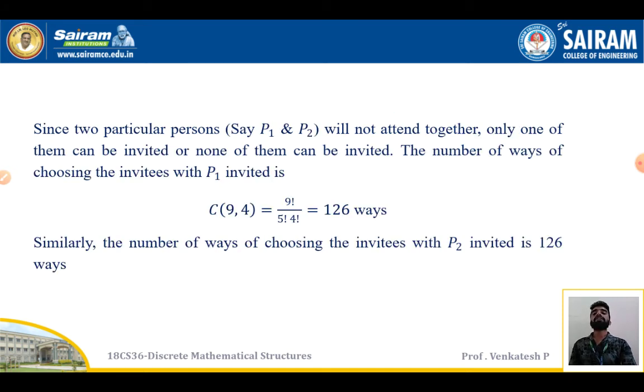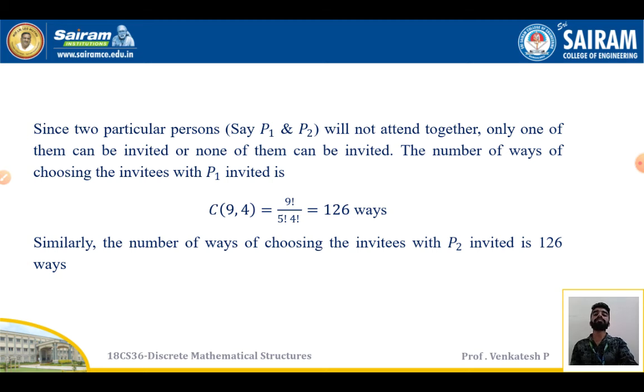Next one, the third one: two particular persons, say P1 and P2, will not attend together. So only one of them can be invited, or none of them can be invited in this case. The number of ways of choosing the invitees with P1 invited is C(9,4). If P1 is invited, we can invite 4 more from the other 9 people.